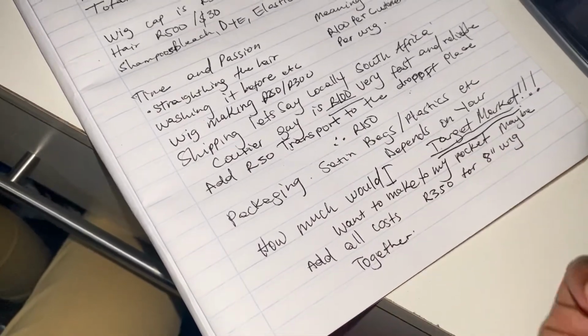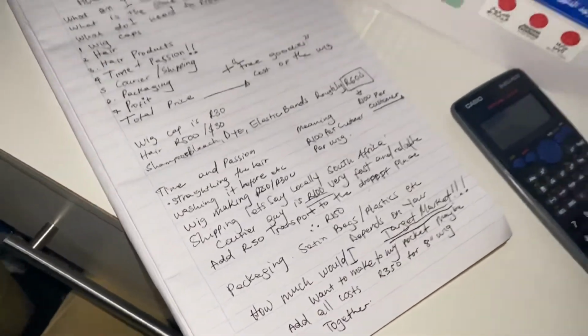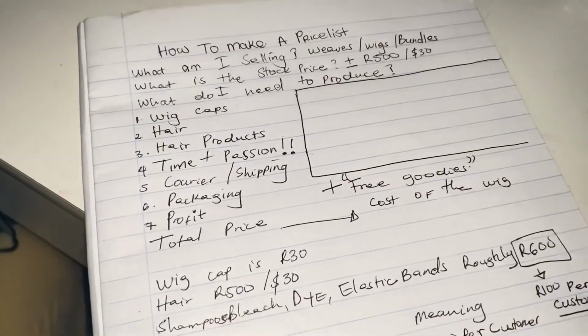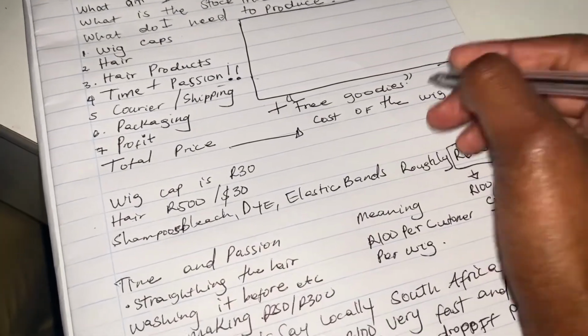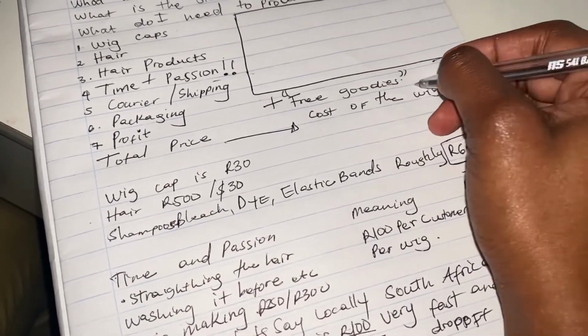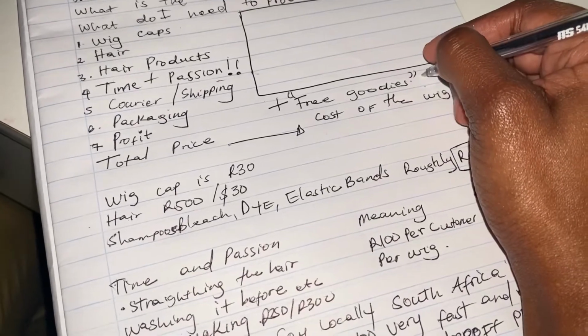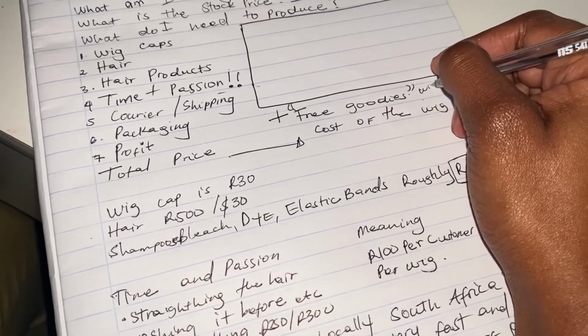Some people make wigs for like 700 rands. Some people make it for like 150. Some people do it for 300. I do it for 250 if it's handmade. But now I won't be doing any handmade wigs because I bought a new sewing machine.